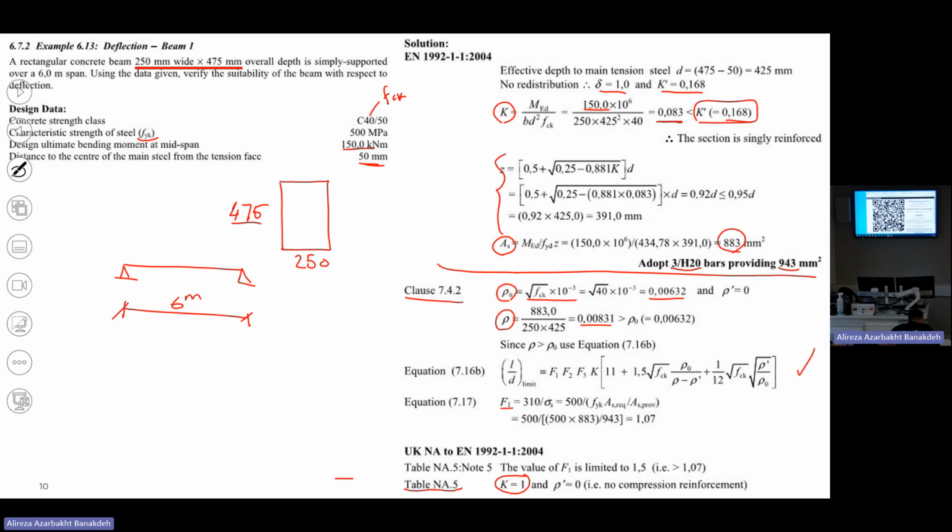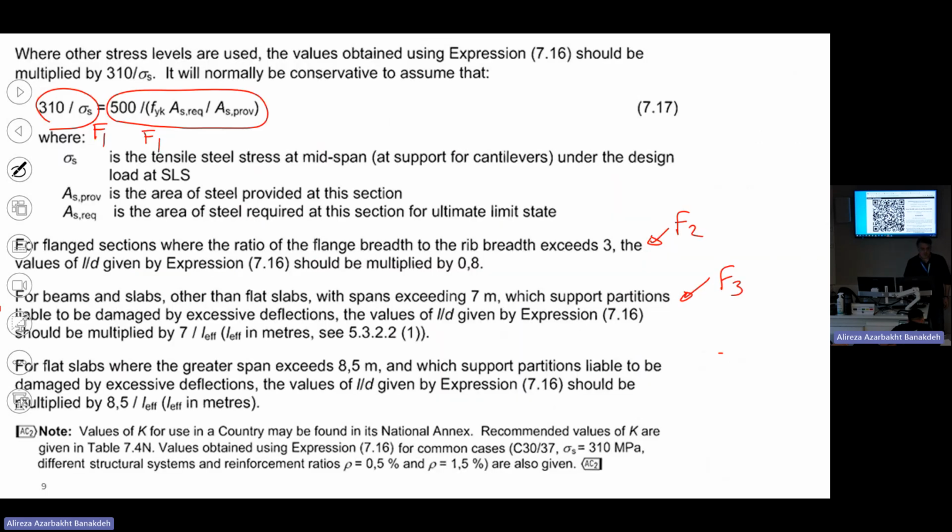F1 is this formula. Again, it's coming from here. This is the Eurocode. This is F1, this is F2, this is F3. What are they?